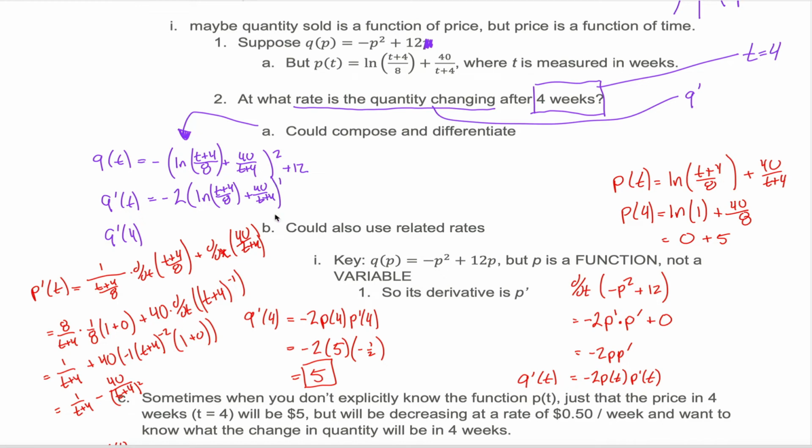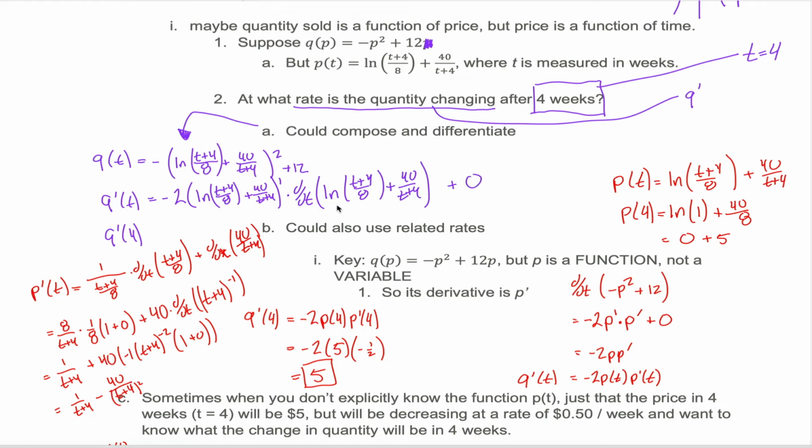Subtract 1 from this exponent, I get a 1. But then I'm not done. I have to multiply that by the derivative of all that inside stuff, the natural log of t plus 4 over 8 plus 40 over t plus 4. And then I add to that the derivative of this 12, which fortunately is just equal to 0.